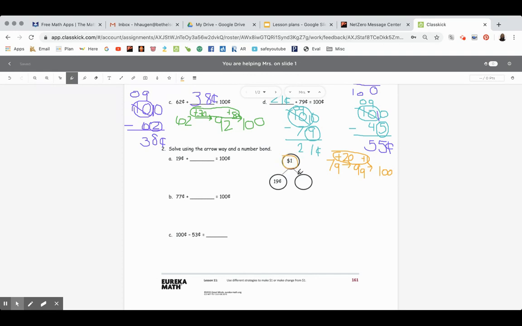And then what we were missing was a part, and that tells me I need to subtract, or like we were doing with the arrow way, counting up. So they want us to start at 19 and count up to 100. That could work. 19, we'll do as many tens as we can. We can combine those together. So 19, 29, 39, 49, 59, 69, 79, 89, 99.